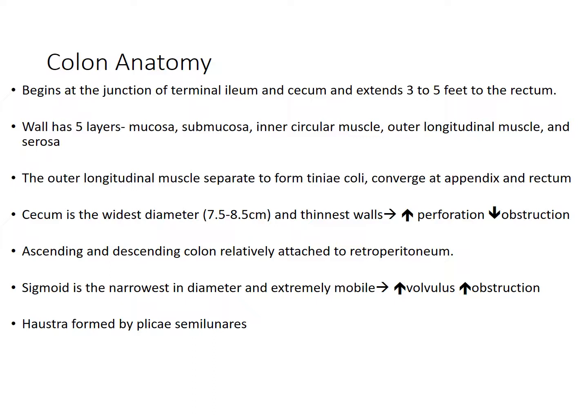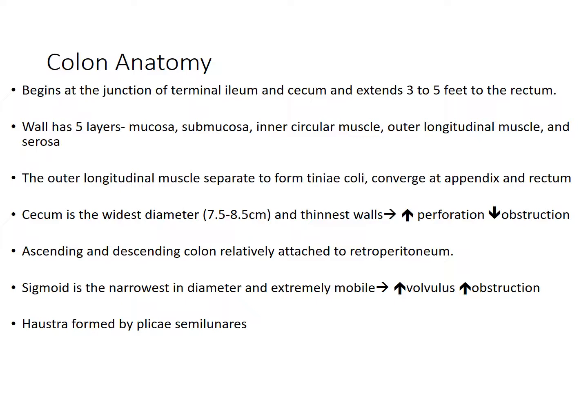Colon anatomy begins at the junction of the terminal ileum and the cecum and extends 3 to 5 feet until it reaches the rectum. It's comprised of 5 wall layers. From inside to out: mucosa, submucosa, inner circular muscle, outer longitudinal muscle, and your serosa. The outer longitudinal muscle separates to form your taenia coli. These taenia converge at both the appendix and at the rectum.